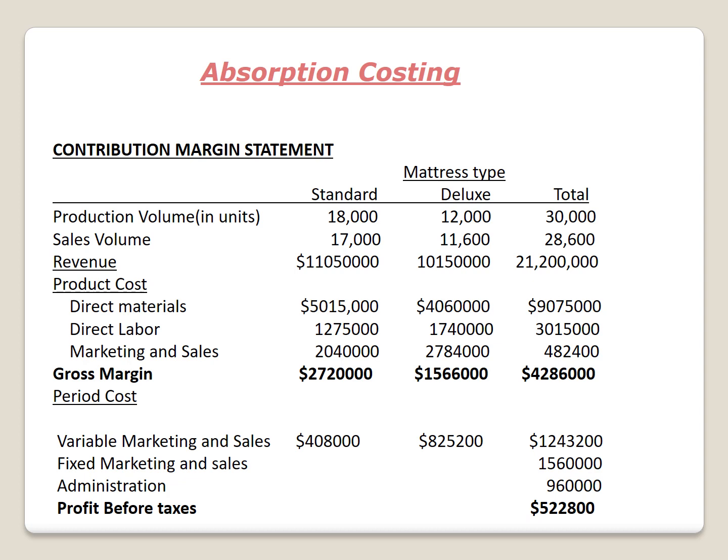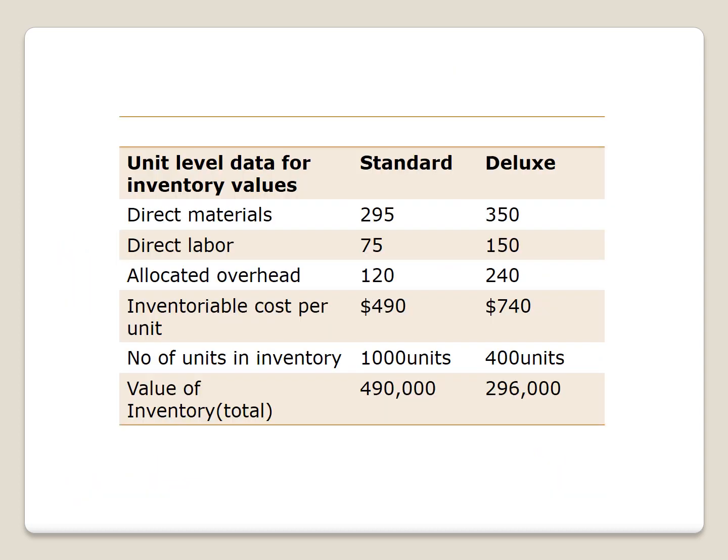Period costs are added to the total cost directly, giving us the profit before tax. Now, the unit level data would be found just as before, where we would take all the product costs, including the allocated overhead costs, multiplying the inventoriable cost per unit to the number of units in inventory would give us the total inventory. This was our second method, the absorption cost method.